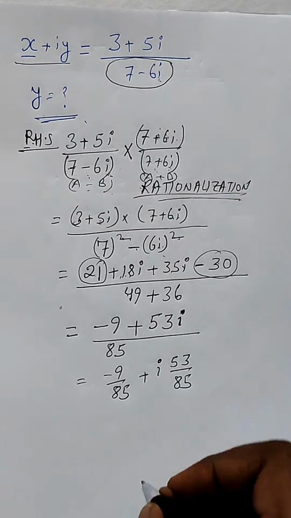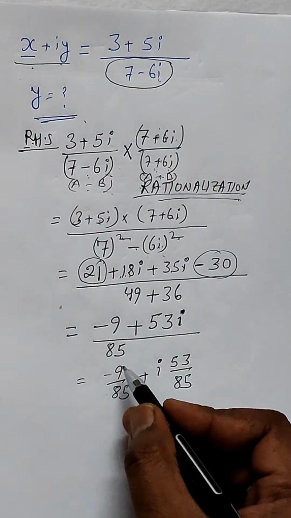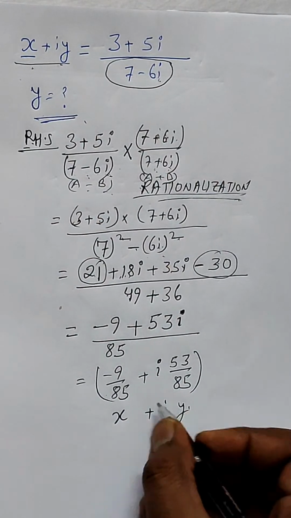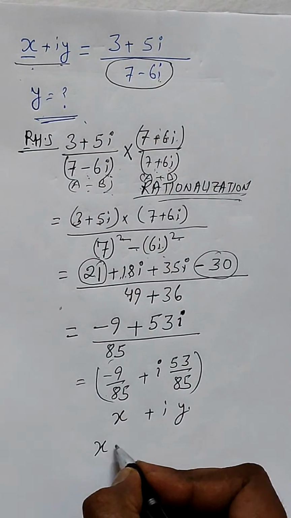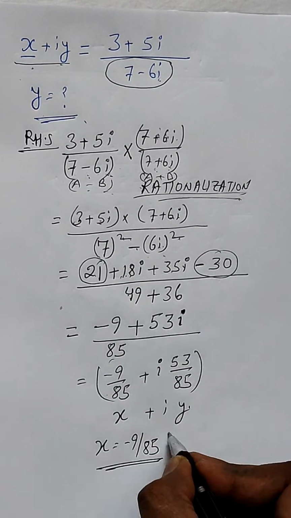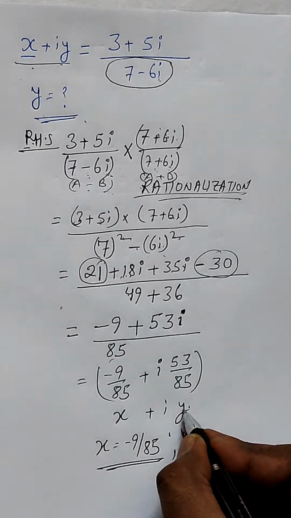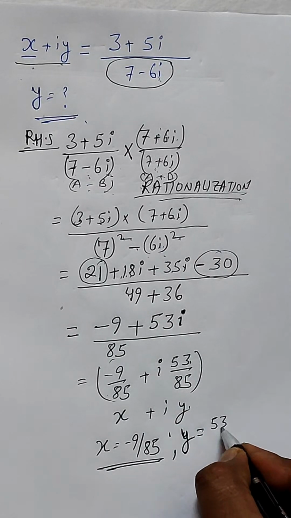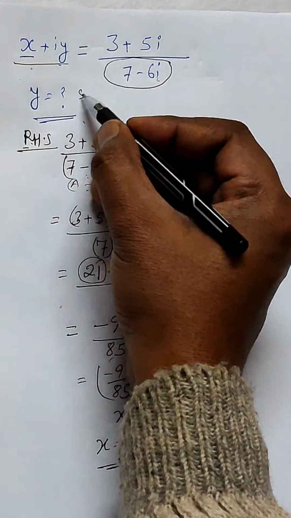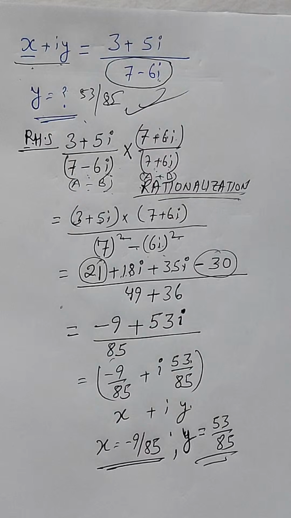So students, when you compare this x plus iy with this number which we have arrived at in the standard form of x plus iy, you get x as minus 9 by 85. Though this is not asked of us, we have been asked what is the value of this imaginary part y. So y can be written as 53 by 85. So this is our answer. y is 53 by 85. So this is our answer, students.